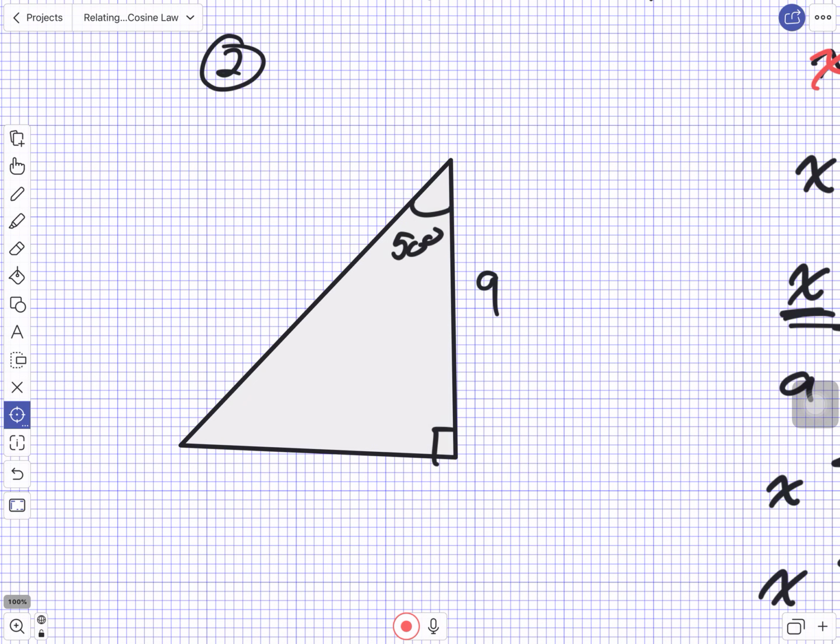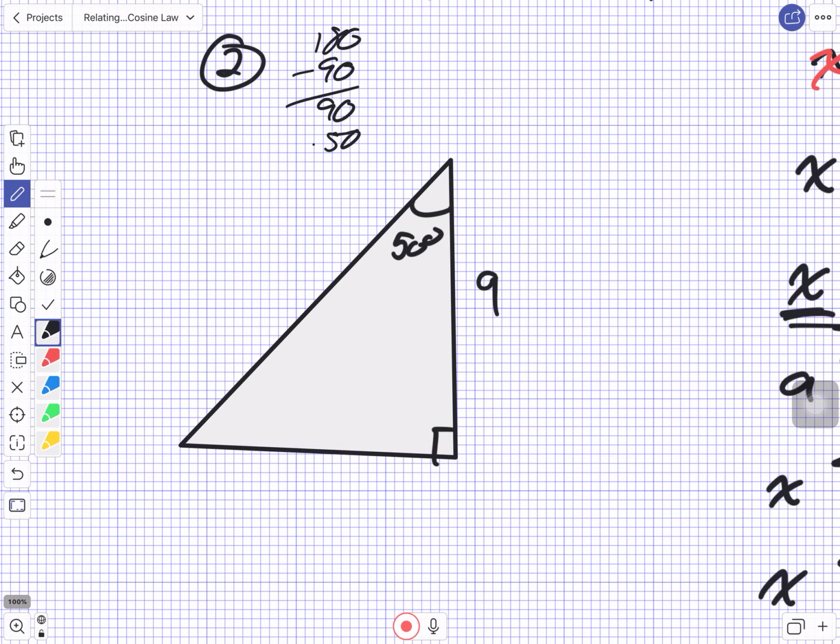180 subtract. Yes, so I do actually have this angle, which then means I have an opposite. In any scenario with your primary trig ratios, you're pretty much going to end up with having an opposite somewhere. Since 180 minus 90 is 90, subtract 50 is 40. Okay, so this angle is actually 40 degrees.